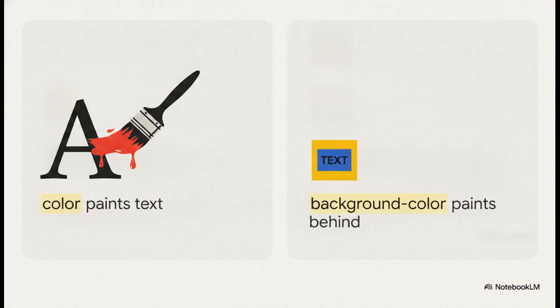Now, a super common mix-up when you're first getting the hang of this is confusing the color property with the background color property. But the rule is actually really straightforward. The color property paints the text foreground itself, like the actual letters you're reading. Meanwhile, background color paints the canvas directly behind that text. They do their own thing and work completely independently of one another.